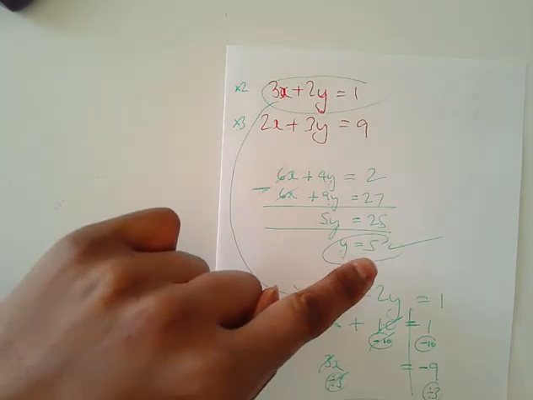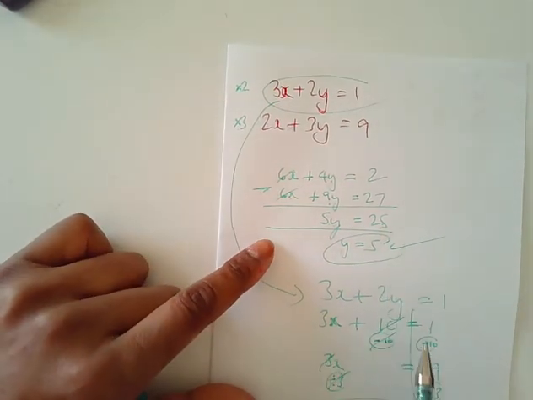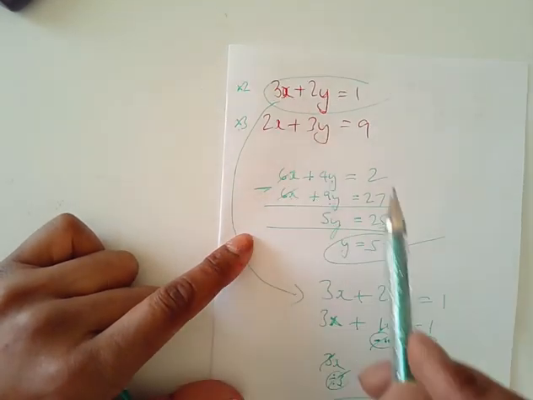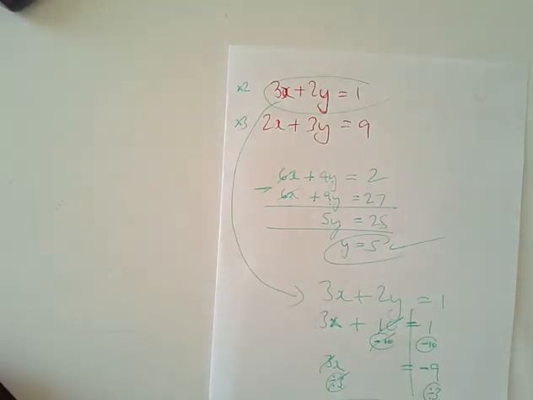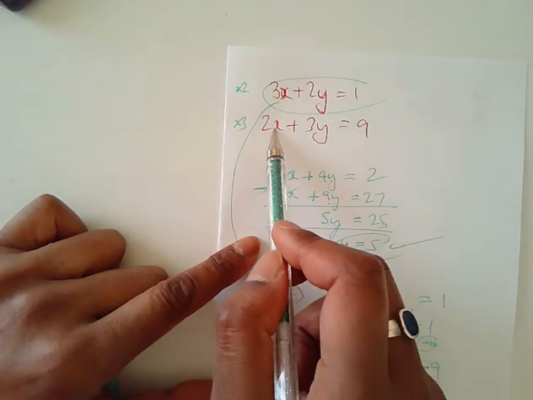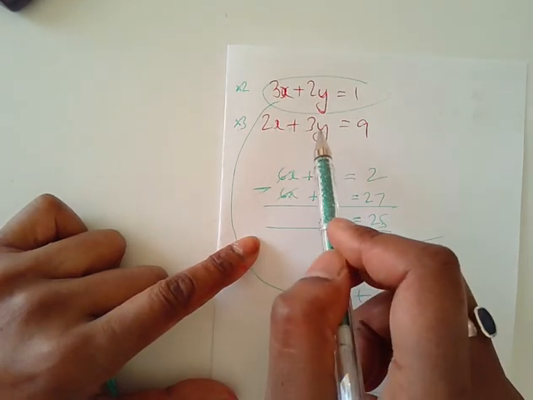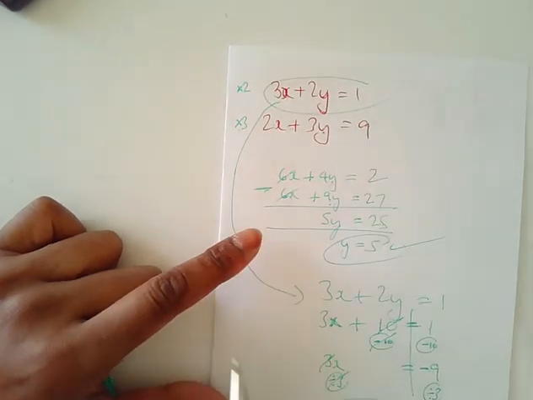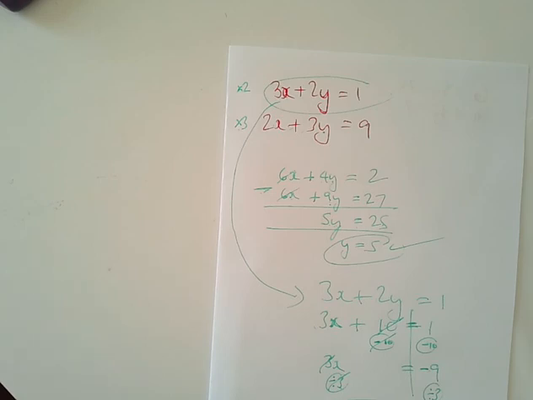If I was to substitute these two numbers back in there, if I was to put the x back in here and the y back in there, it should equal 1. Similarly, if I was to put that x minus 3 in here and y as 5 over here, I should get 10. You can always check in the exam when you've got a bit of time.